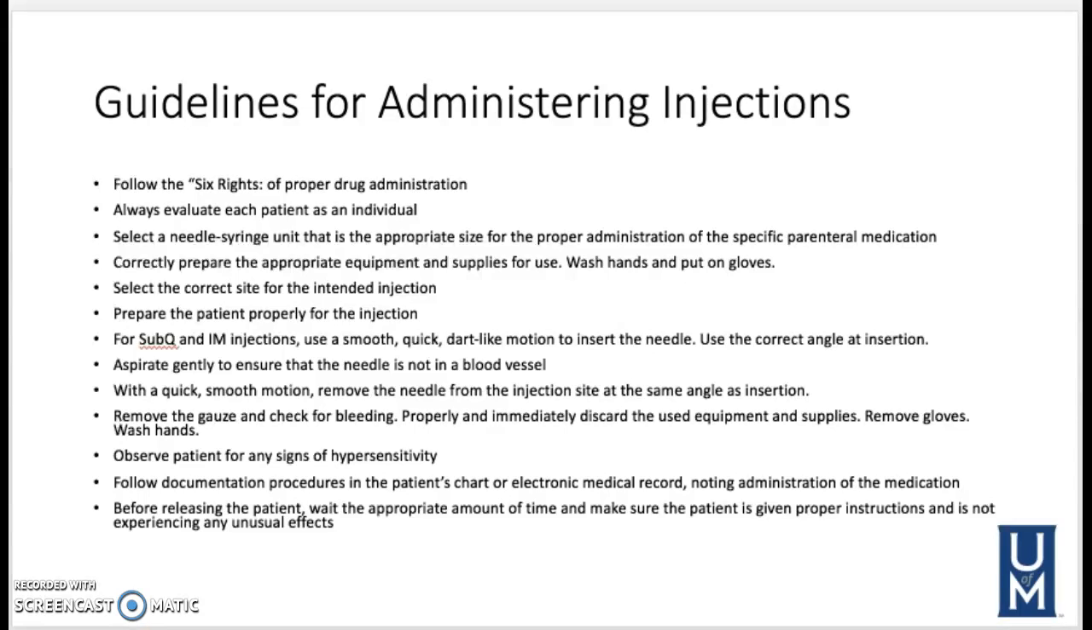For sub-Q and IM injections or intramuscular injections, use a smooth, quick, dart-like motion to insert the needle. Not slow, it needs to go in pretty quickly. And then always use the correct angle of insertion like we talked about. Aspirate gently to ensure the needle is not in a blood vessel. If you do get blood return when you're aspirating, and I'll discuss this more in class as we're actually practicing, but if you do get blood return in that syringe, you will need to take that syringe and needle out and start over. With a quick, smooth motion, remove the needle from the injection site, the same as angle of insertion.